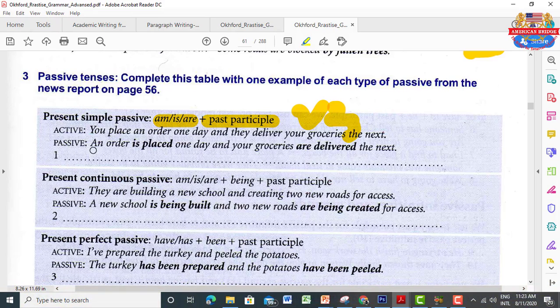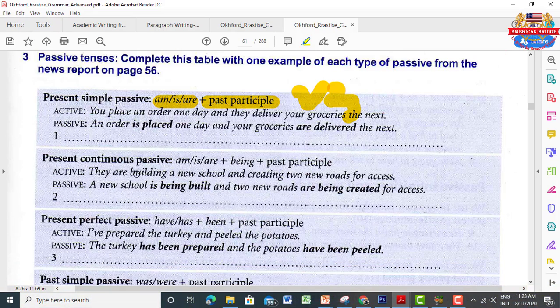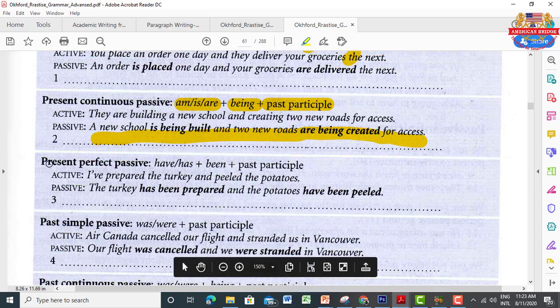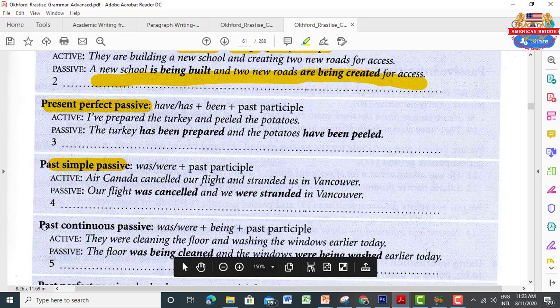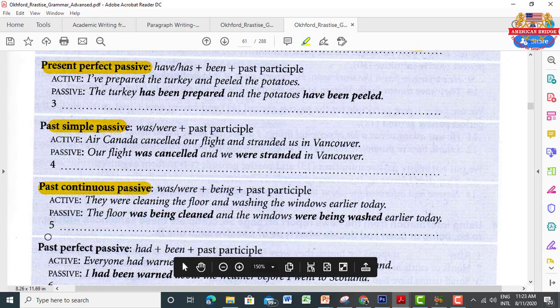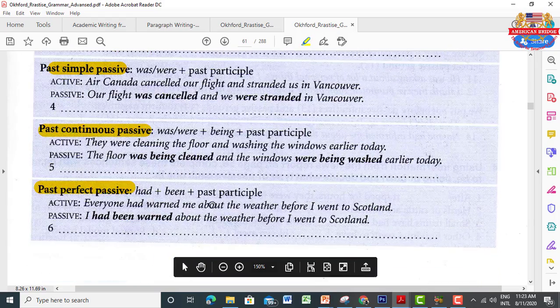When we want to make it into the present continuous passive, you have to use the verb to be, being, and verb 3. You see the example here: a new school is being built and 2 new roads are being created for access. This is the present perfect passive. This is the past simple passive. This is the past continuous passive. This is the past perfect passive, everyone.